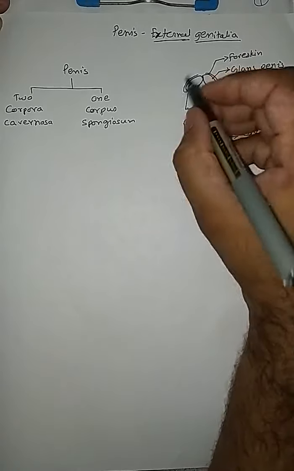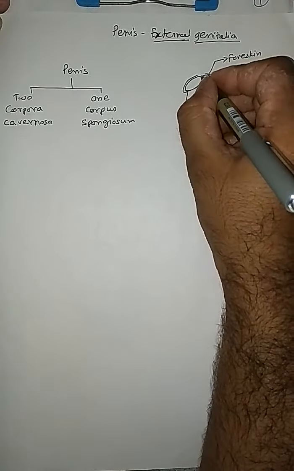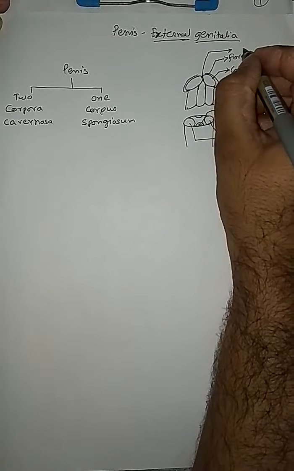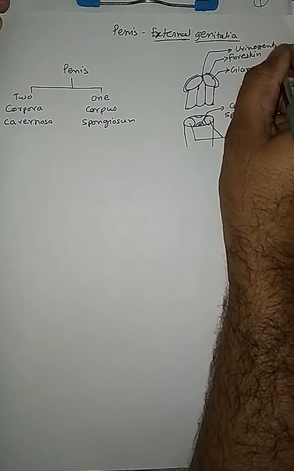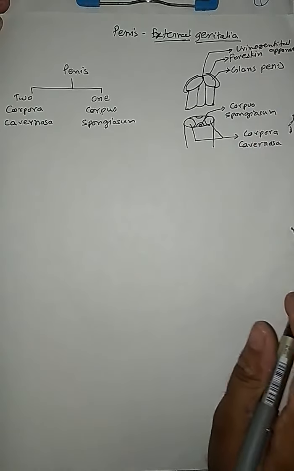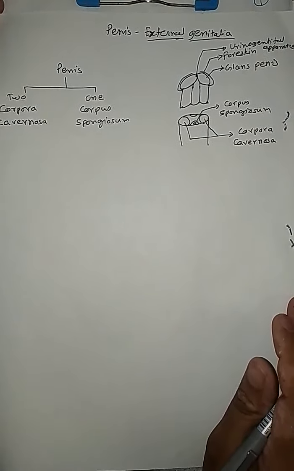There is a small opening at the tip of the glans penis, and this opening is called the urinogenital apparatus. So this is called the urinogenital apparatus.